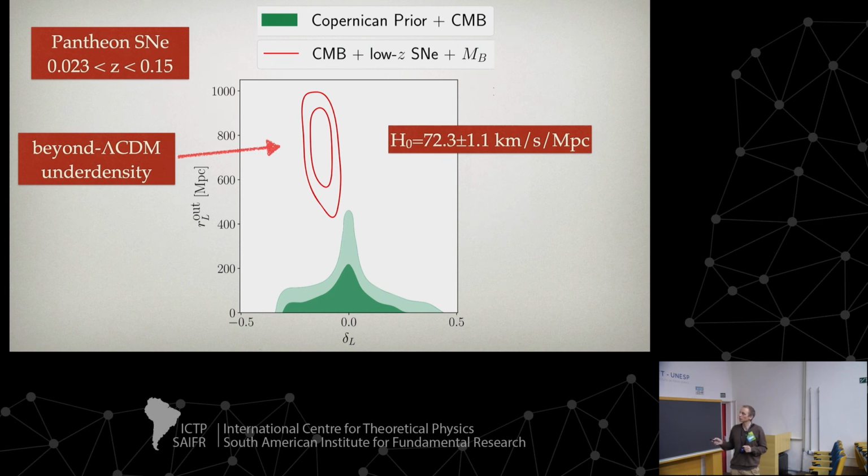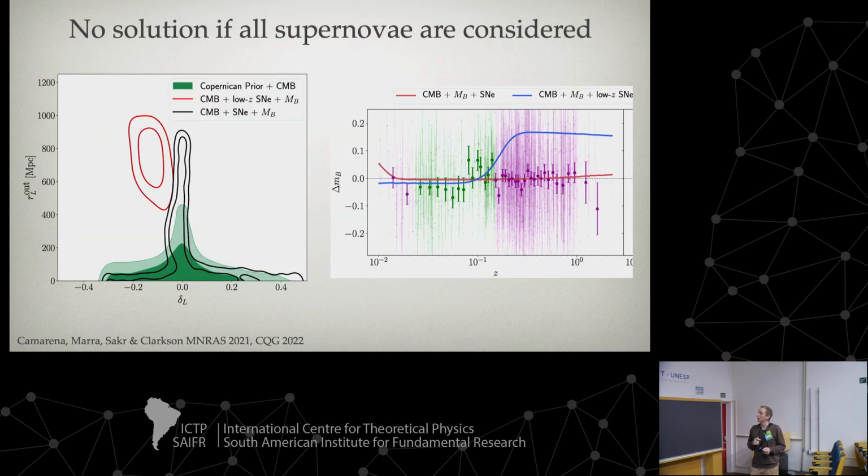So this is the Copernican prior, what you expect from standard cosmology. However, as soon as you add all supernovae, you go from the blue curve, sorry for the colors that I inverted, to red. So basically, if you add all supernovae, you cannot explain the Hubble tension anymore. Data do not allow for a large underdensity nearby, as simple as that. The measurements of the luminosity distance are very accurate. So this is not a solution.